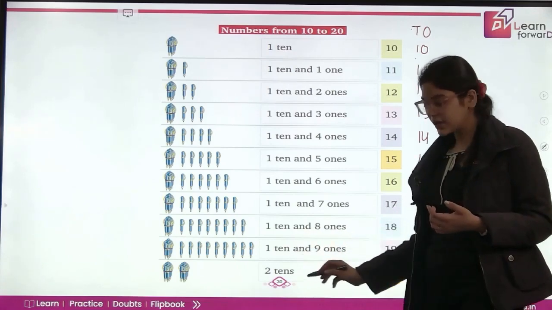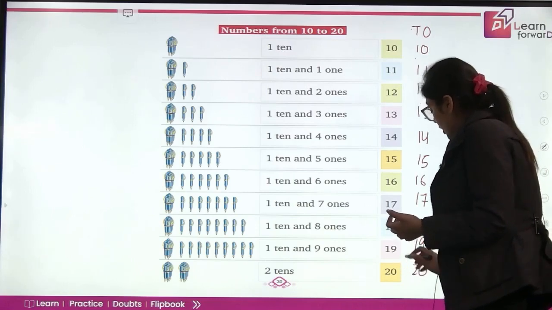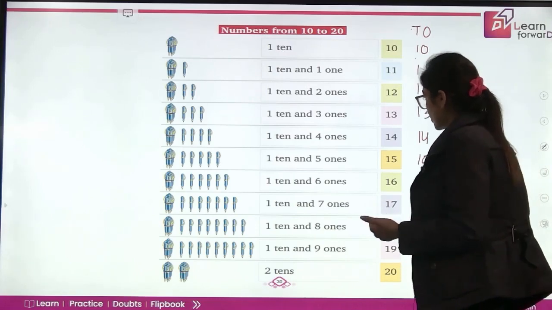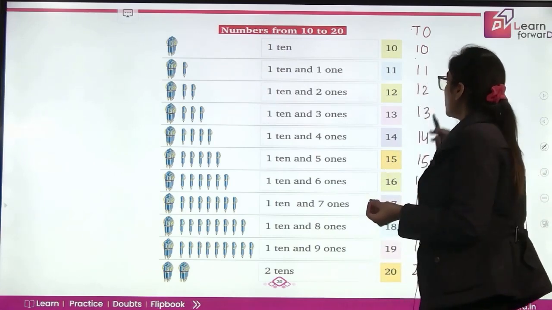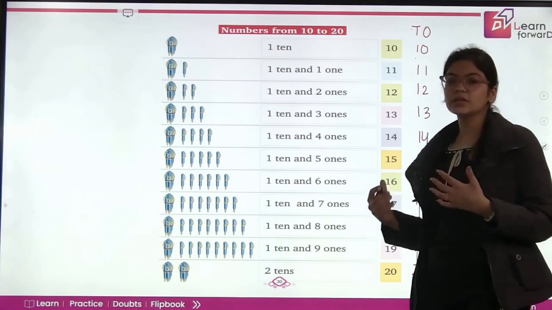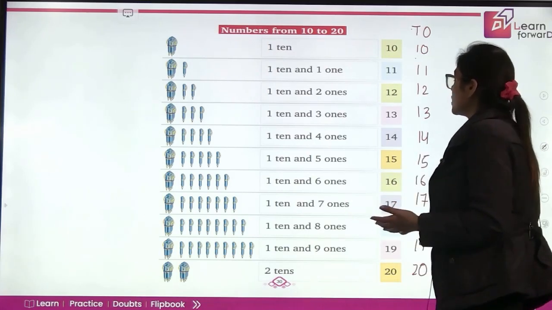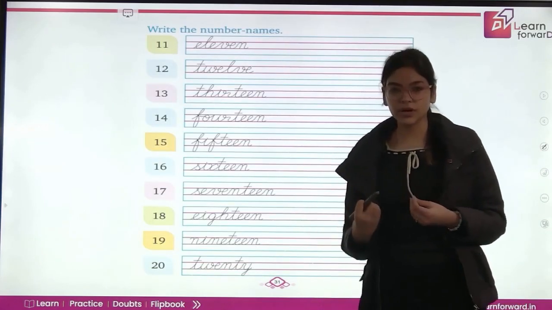And 2 tens, that is if we write 2 in the tens place and 0 at the ones, that becomes 20. So 10, 11, 12, 13, 14, 15, 16, 17, 18, 19, 20. This is the counting from 10 to 20. Now we will learn the number names as well.